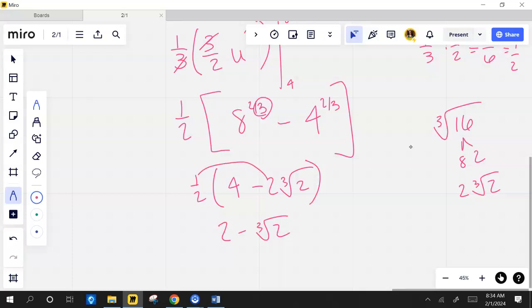A half of 2 is 1. See? Well, I didn't see the whole cube root, so.